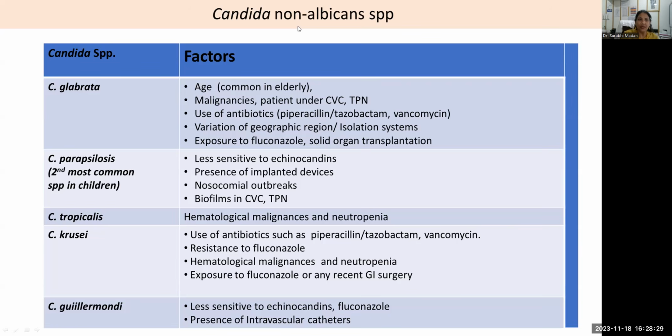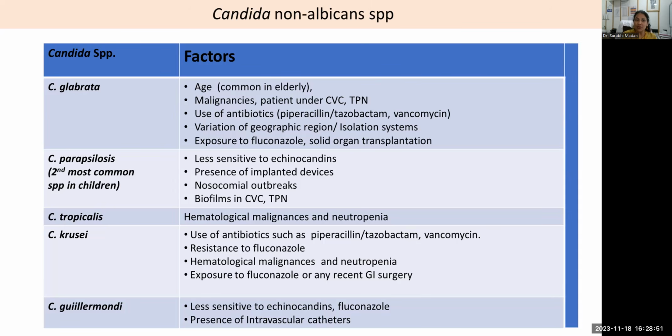Now, these are a few characteristics which are associated with various Candida species. So, for example, if we talk about Candida glabrata, it is found mainly in patients who have got malignancies, patients with central venous catheters, TPNs, use of broad-spectrum antibiotics, prior exposure to fluconazole, and transplantation, post-transplant patients.